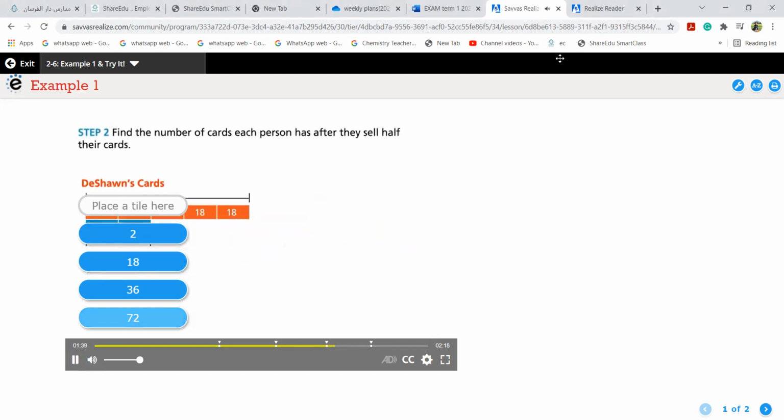Step 2 is to find how many cards each person has after they sell half of their cards. You can represent this in the diagram by replacing each 18 with a 9. So Stephanie now has half of the 18 cards. Simple, half of 36 is 18 cards that she will have, and Deshaun will have 90 divided by 2, because half, it's 45 cards. And Deshaun now has 45 cards.